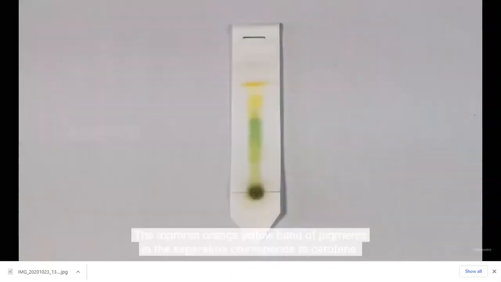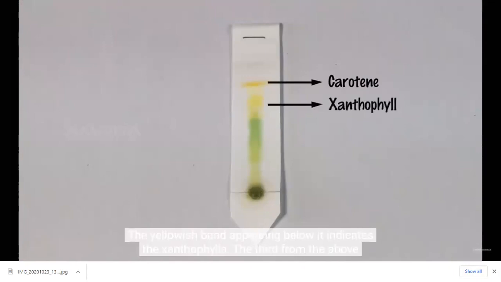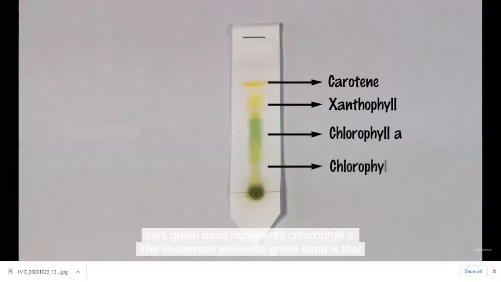Result. The topmost orange-yellow band of pigments in the separation corresponds to carotene. The yellowish band appearing below it indicates the xanthophylls. The third from the top, the dark green band, represents chlorophyll A. The lowermost yellowish green band is that of chlorophyll B.